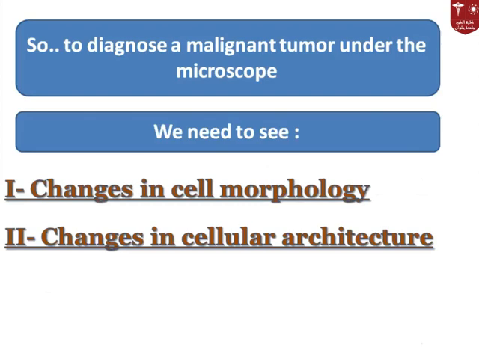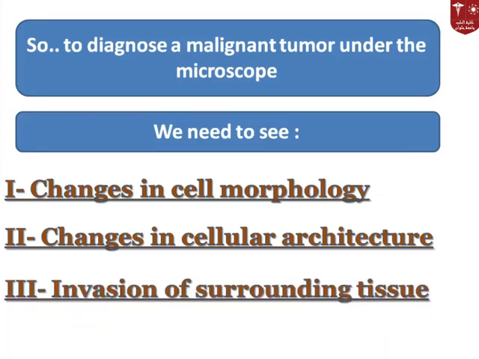So, to diagnose a malignant tumor under the microscope, we need to see changes in cell morphology, we need to see changes in cellular architecture, and we need to see invasion of the surrounding tissue. If there is a distant spread, or the tumor is capable of sending distant spread, it is called a malignant tumor, malignant in behavior. While if the tumor cannot send distant spread, in most cases it is called locally malignant or locally aggressive.